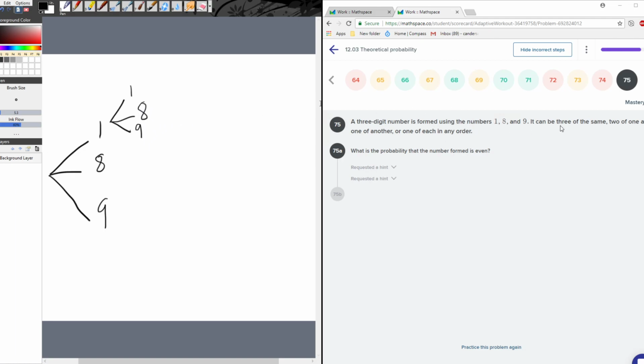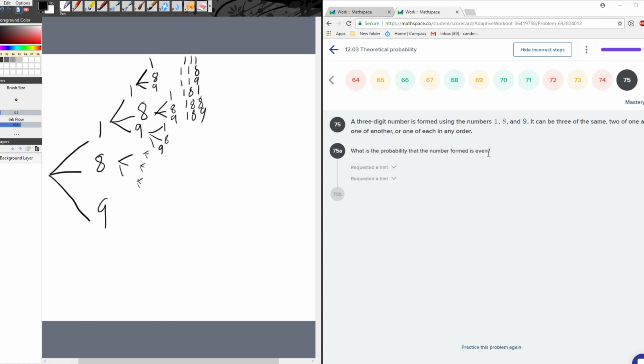Now, this does say we can have the same number repeated, and it can be in any order. And then we do our third number, 1, 8, and 9. Now, this number here is just 1, 1, 1. This is 1, 1, 8, 1, 1, 9, 1, 8, 1, 1, 8, 8, 1, 8, 9. And you'll get the picture. So here you'll also have your 3, and then you'll have your 3 coming off it. And so this way you can get every single number.